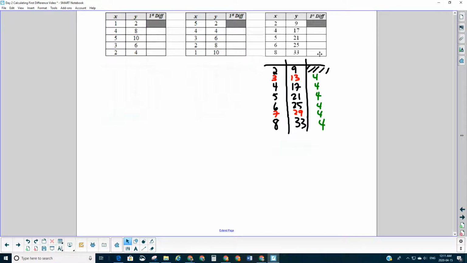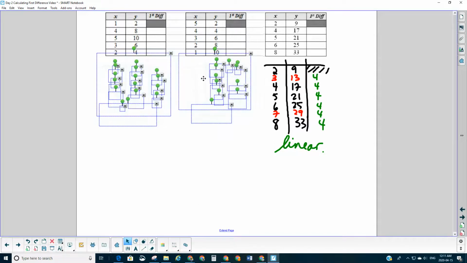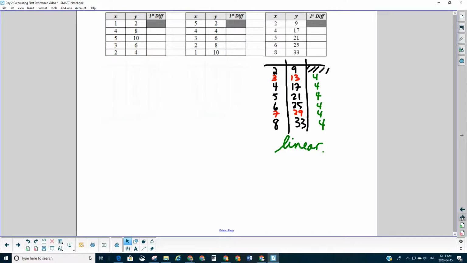So by taking my data and reorganizing like this, I can tell that this all goes up by 4s. And this too is linear. So all of these are linear.